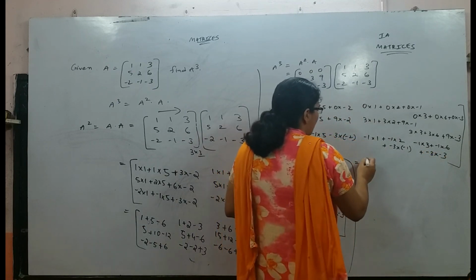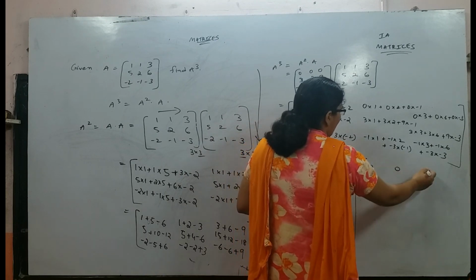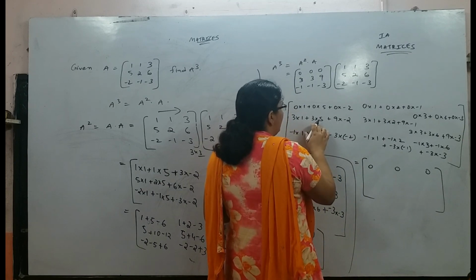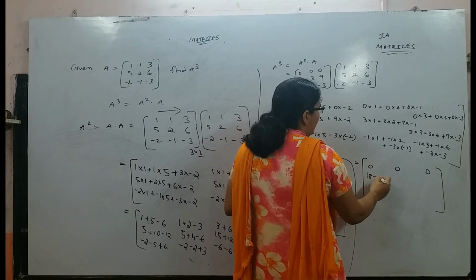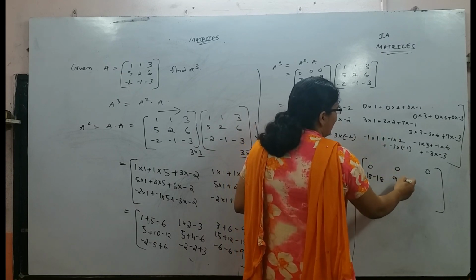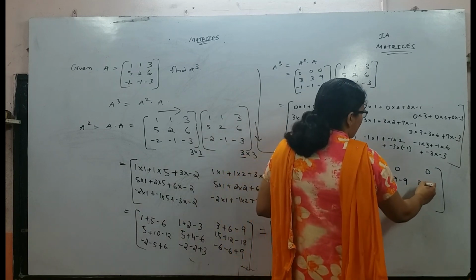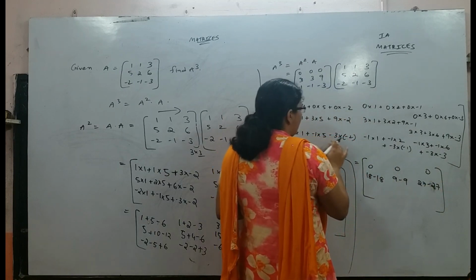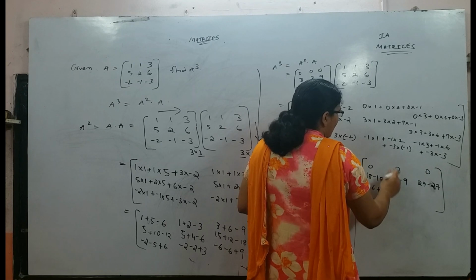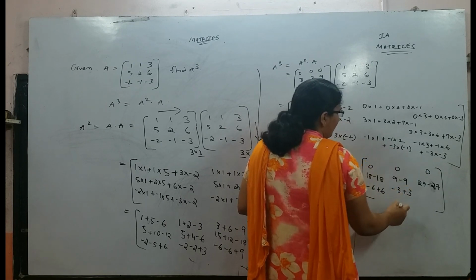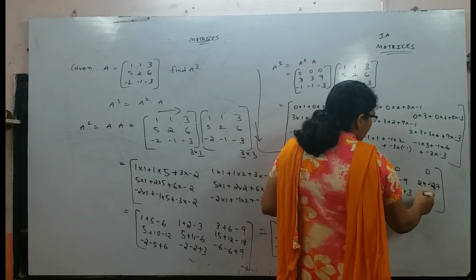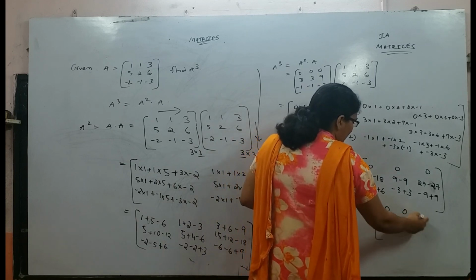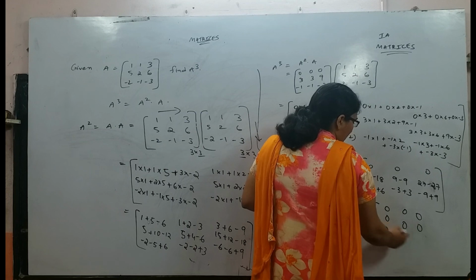Now here you have 0, 0, 0. This is 3 ones are 3. 3 plus 15, 18 minus 18. So you get 18 minus 18, 9 minus 9, 27 minus 27. Minus 6 plus 6. This is minus 3 plus 3. This is minus 9 plus 9. So you have 0, 0, 0, 0, 0, 0, 0, 0, 0.